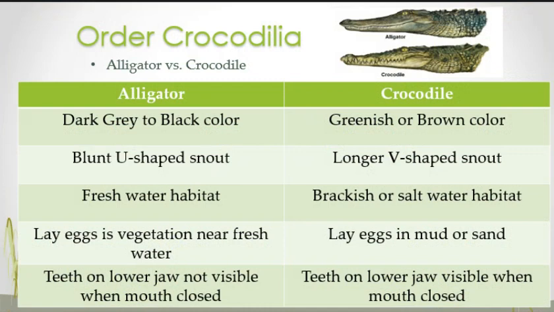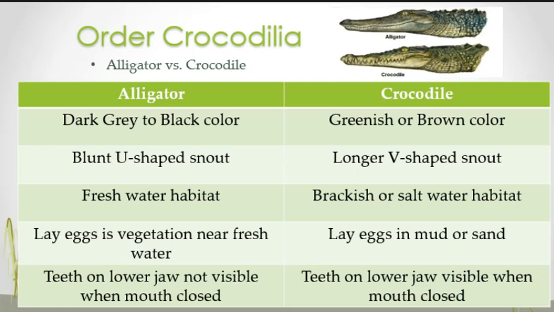All right, crocodilia, alligator versus crocodile. Alligators are dark gray to black. Crocodiles are green and brown. The alligator has a U-shaped snout. The crocodile has a V-shaped snout. Alligators live in freshwater, those are the ones in America, usually called Mississippi alligators. Crocodiles are often in salt or brackish water, which means salt plus a little fresh. Alligators lay their eggs in vegetation, and crocodiles lay their eggs in the mud or sand.